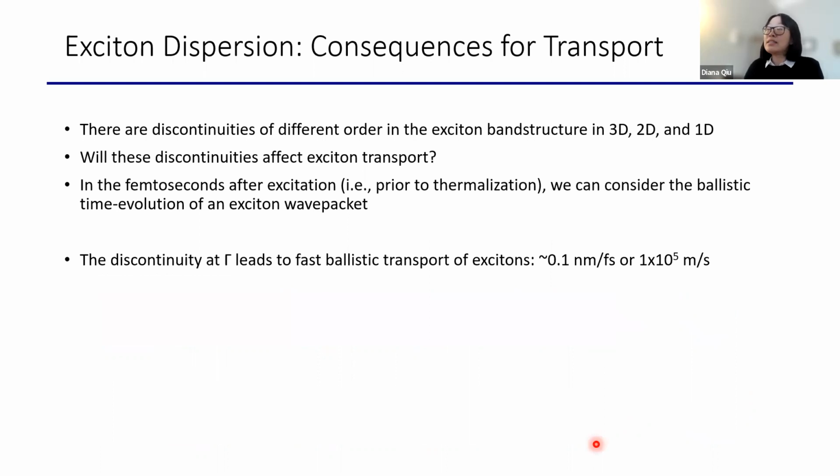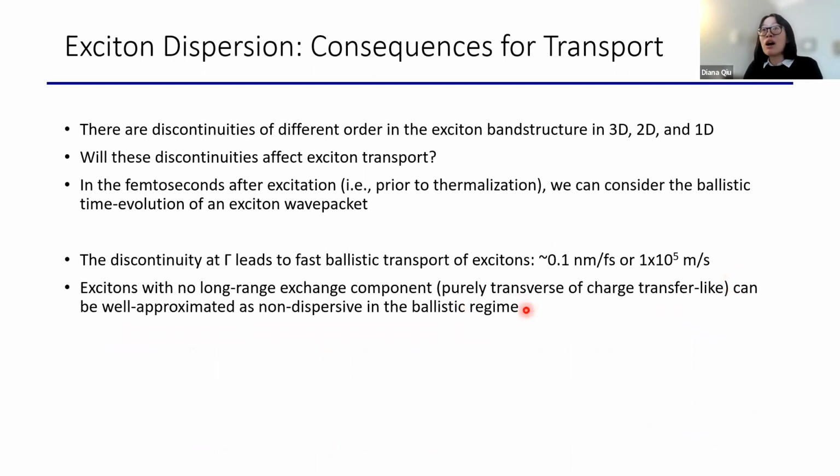So to summarize, we see that this discontinuity at the gamma point leads to fast ballistic transport of excitons, about 0.1 nanometers per femtosecond, or 1 × 10⁵ meters per second. And excitons with no long-range exchange component, that is, excitons that are either purely transverse or purely charge transfer-like, can be well approximated as non-dispersive in this early time ballistic regime.